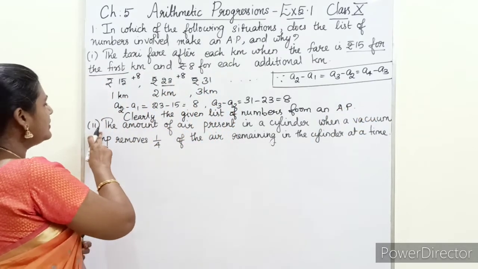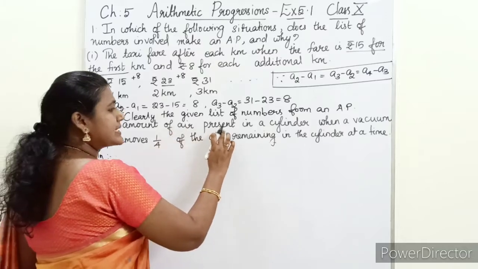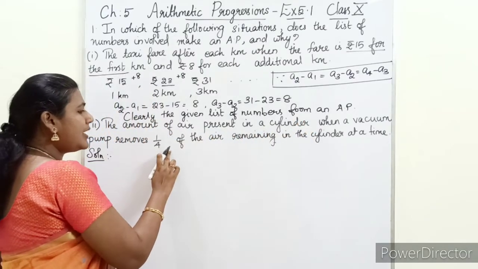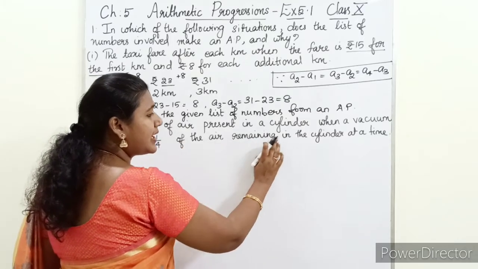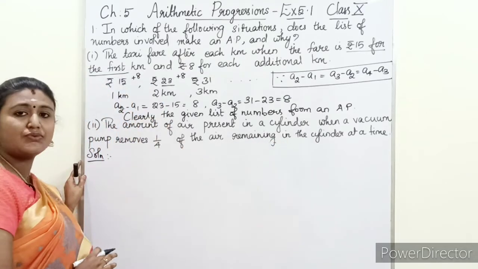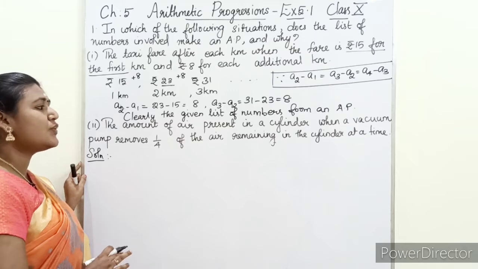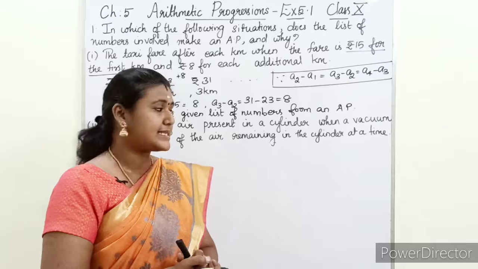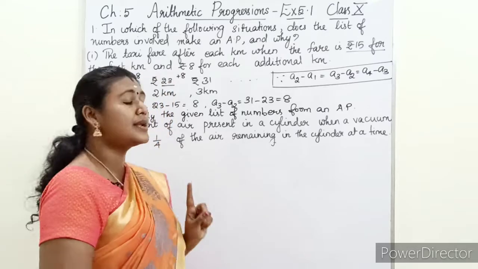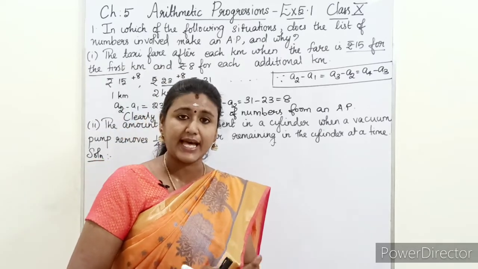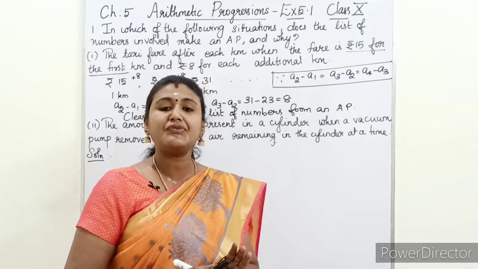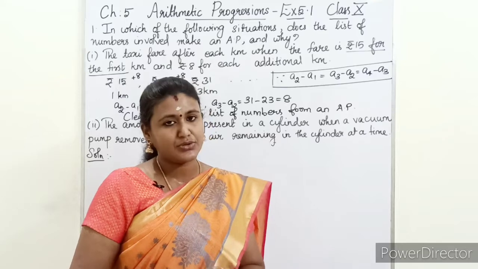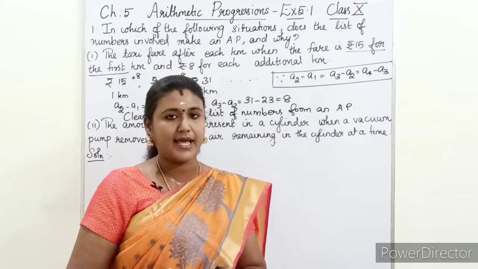Now question number 2: the amount of air present in a cylinder when a vacuum pump removes 1/4 of the air remaining in the cylinder at a time. Here we have to find the amount of air present in the cylinder when a vacuum pump removes 1/4 of the air every time. We have to find the amount of air each time and check whether the numbers form an AP or not.